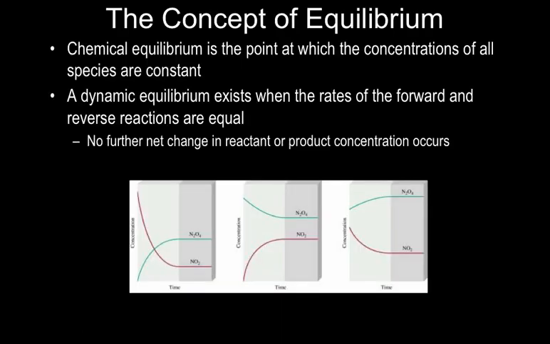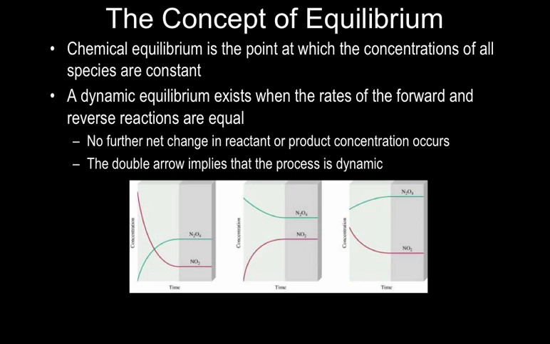So when we look at something called chemical equilibrium, what this means is the point at which the concentrations of all species are constant. So that means when the concentrations of the reactants and the products in a given equation stop changing. When we call it a dynamic equilibrium, we say that happens when the rates of the forward and the reverse reactions are equal. So that means you have no more net change in reactant or product concentration.